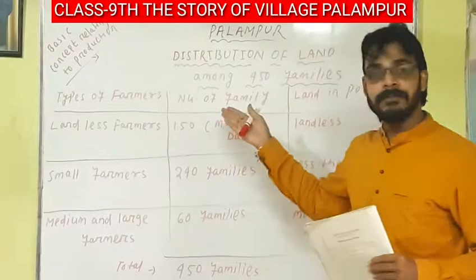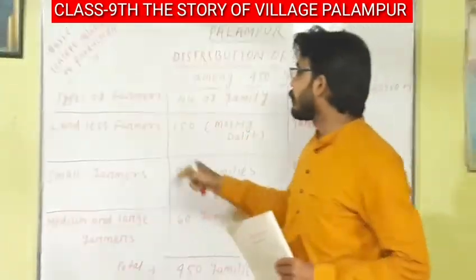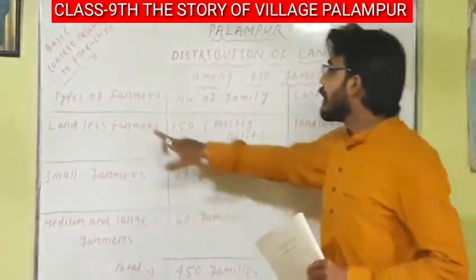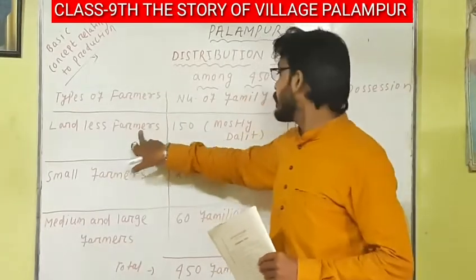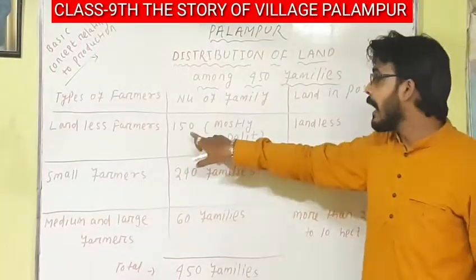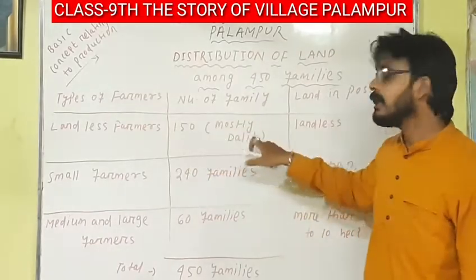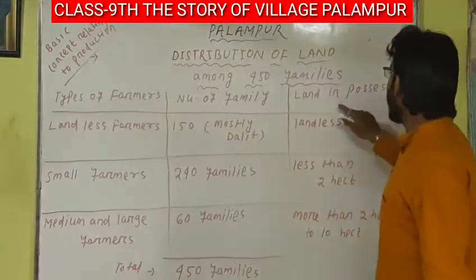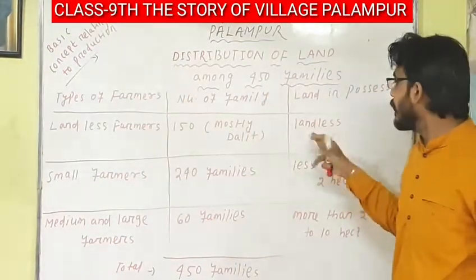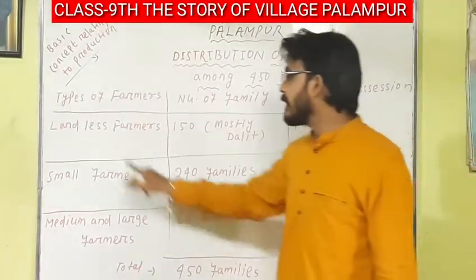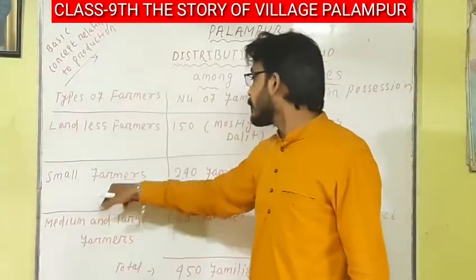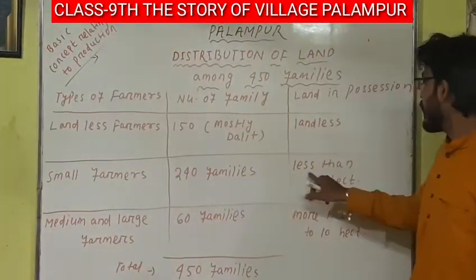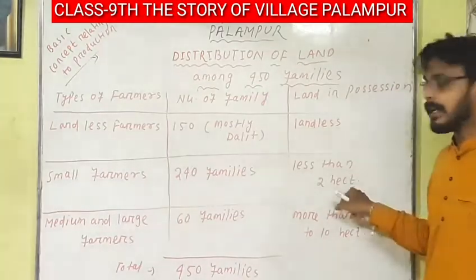Let's start. How many families live in Palampur? There are a total of 450 families in Palampur. Here are the types of farmers. Landless farmers are 150 families. These 150 families are mostly Dalit and they have no land, that means landless. Second, small farmers: the number of families is 240. They have land in possession of less than 2 hectares.